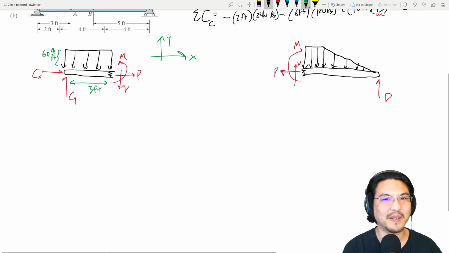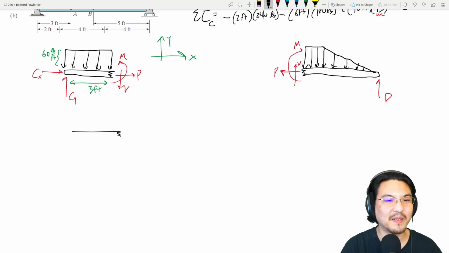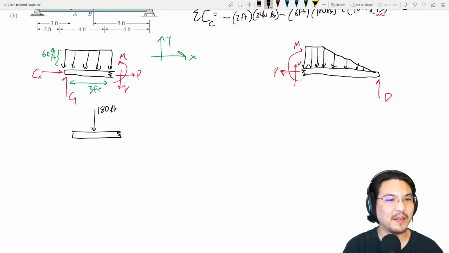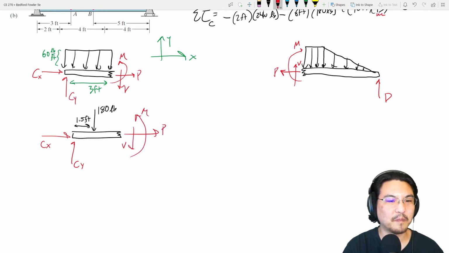that I cut the section, now I can represent this distributed load as a single discrete force, which is the area of the shape, 180, at the centroid of the shape, which is a rectangle, right? So this is 1.5, just half of this. And let me just fill in all the other stuff. Okay. And here we go, right? Some forces.